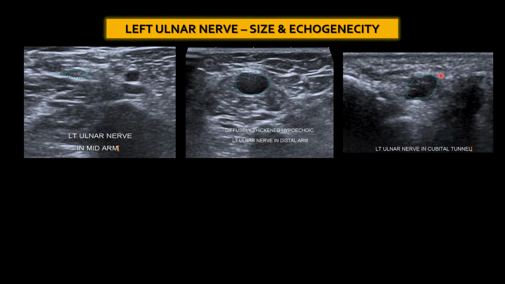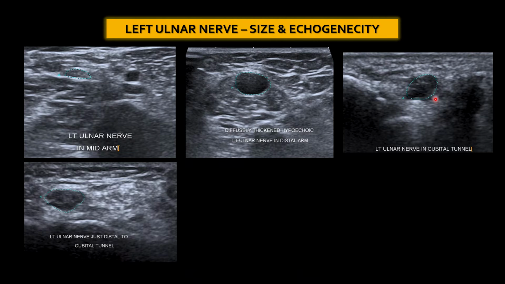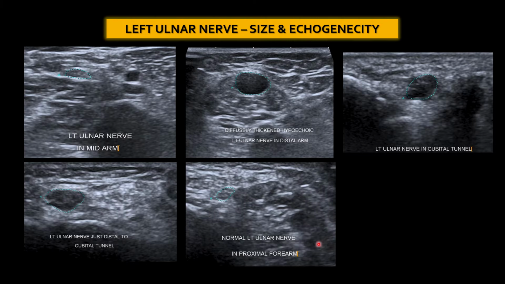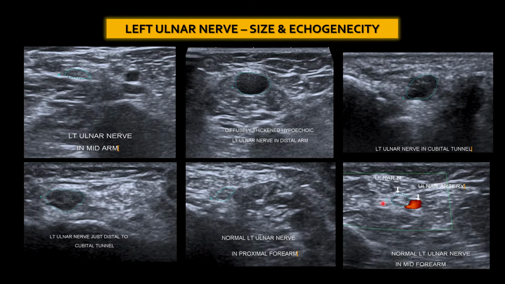Again, in the cubital tunnel, nerve is significantly enlarged and there is loss of normal polyfascicular pattern. Just distal to the cubital tunnel, again the nerve is enlarged. However, as we move into the proximal forearm, nerve becomes normal in caliber. In the mid forearm, it is normal in caliber with maintained polyfascicular pattern. So, there is predominant enlargement of the nerve in the distal arm, cubital tunnel, and in the very proximal forearm.